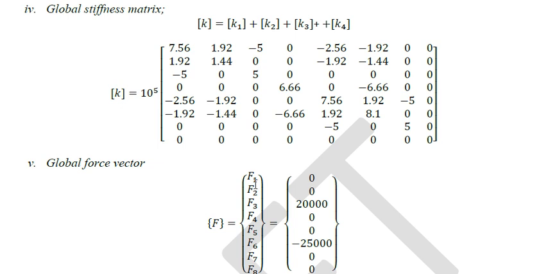So the global force vector is F1, F2, F3, F4, F5, F6. According to the forces given, at node 2 there is a force acting in the x direction, and at the same time at node 3, in the negative y direction, it is minus 25,000. We are maintaining it in Newton.